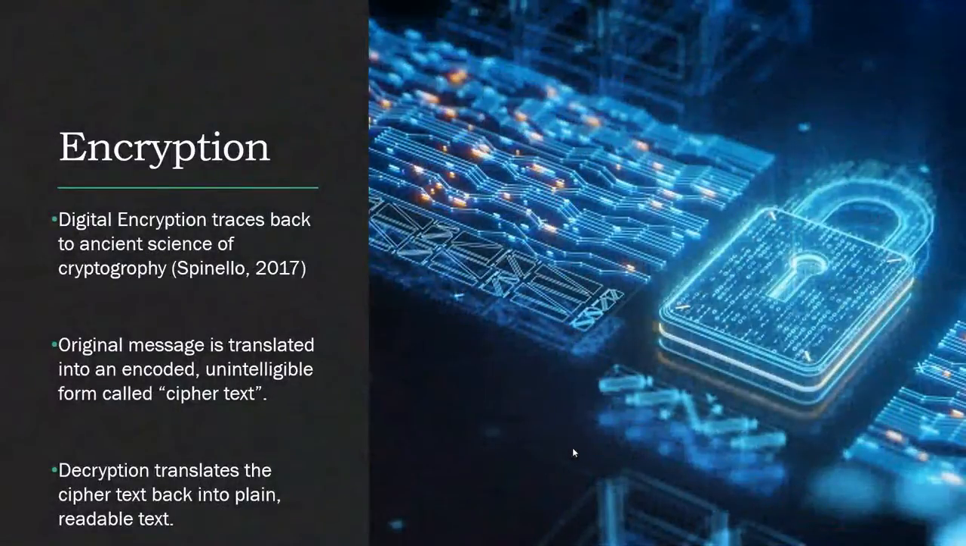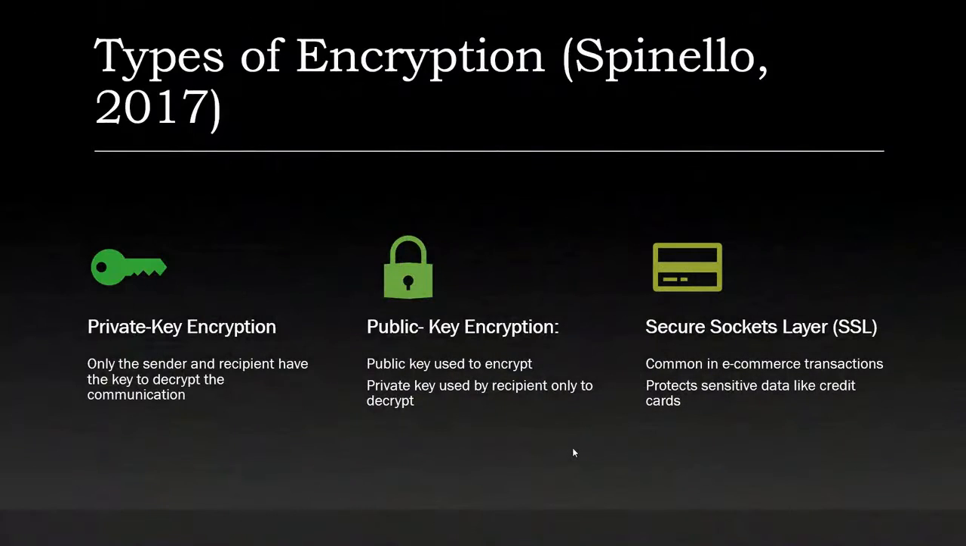Digital encryption has its roots in the ancient science of cryptography, which is the use of ciphers or algorithms that allow someone to speak and be understood through secret code. So, when a message is encrypted, it's translated from its original form into an encoded, unintelligible form called ciphertext. Decryption, which is accomplished with a key, is the process of translating the ciphertext back into plain, readable text. So there are types of encryption.